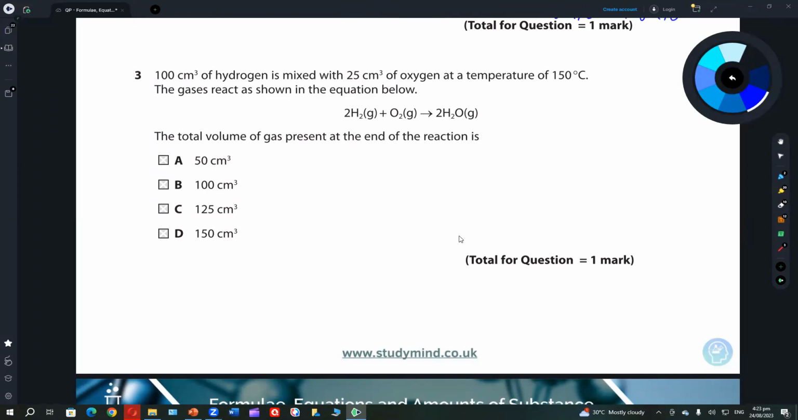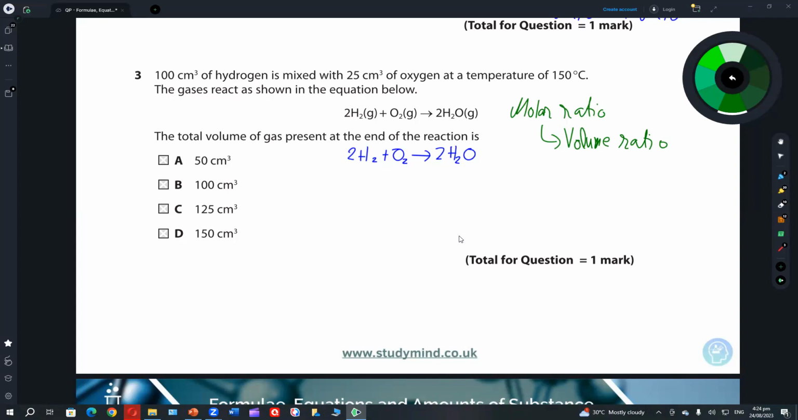100 cm cube of hydrogen is mixed with 25 cm cube of oxygen at a temperature of 150. The gases react as shown. Find the total volume of gas present at the end of the reaction. Let's work it out together. Do you know, in case of gases, molar ratio is the volume ratio. For gases, the ratio of moles is the ratio of their volumes.